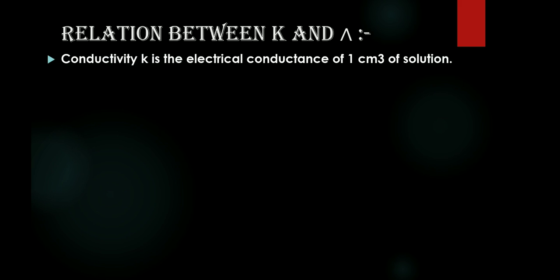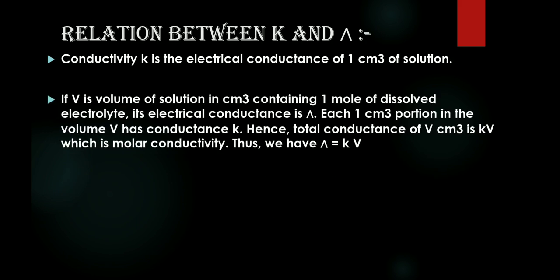Relation between K and lambda, that means conductivity and molar conductivity. Conductivity K is the electrical conductance of 1 centimeter cube of solution. If V is the volume of solution in centimeter cube containing 1 mole of dissolved electrolyte, V is the volume of solution in centimeter cube in which 1 mole of electrolyte will dissolve.